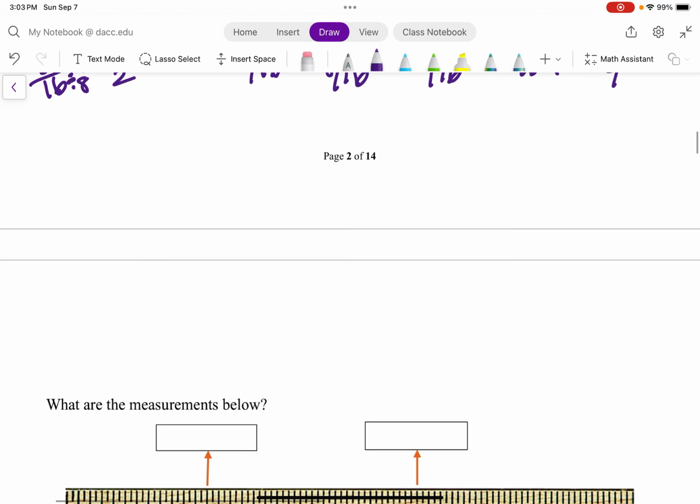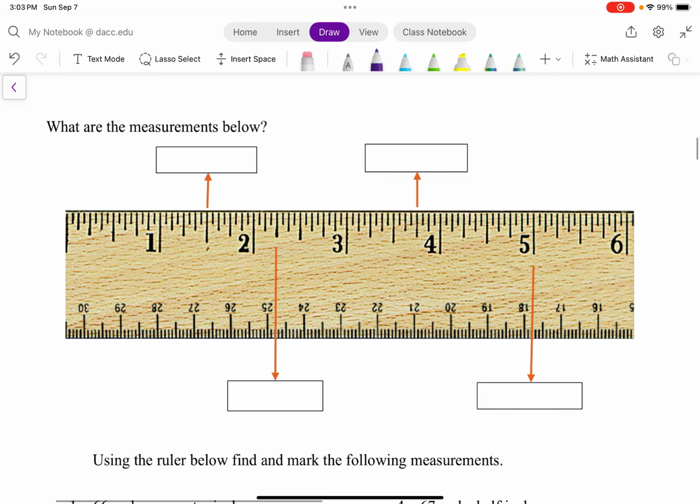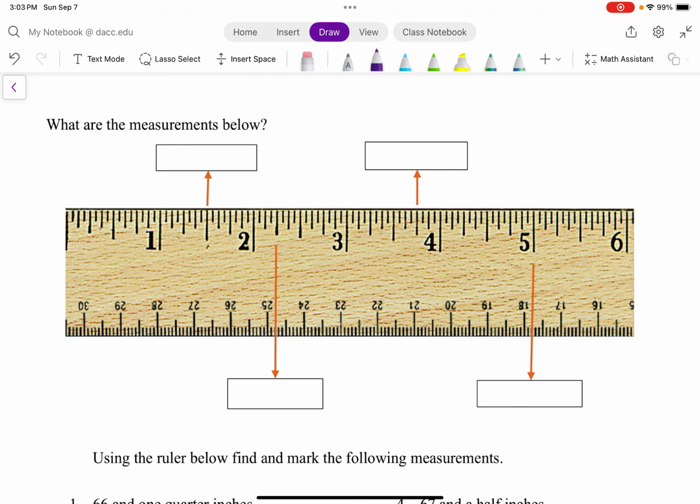Let's put some of this into practice. So now you have an actual picture of one of those old school wooden rulers that have the inches here. So it says, what are the measurements below? So the first one we're looking at is this guy right here. Okay, so what I like to see is when you're looking in between your numbers. So we know we have 1 here, we have 2 here. Do you notice longer lines on the ruler? It's like this is a longer line, this is a longer line, this is a longer line. So now remember, we're looking at those 3 lines in the middle.